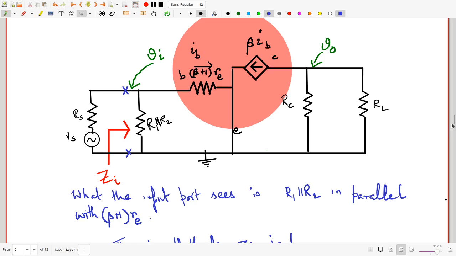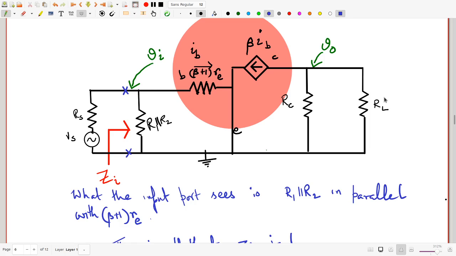You just don't get to see it here because of the extreme simplicity of the model that you are using. Okay, now let us come to calculation of AVO, the output voltage gain. How do you calculate AVO? Remember, AVO is simply VO by VI. So the ratio of these two voltages in green that we see here.